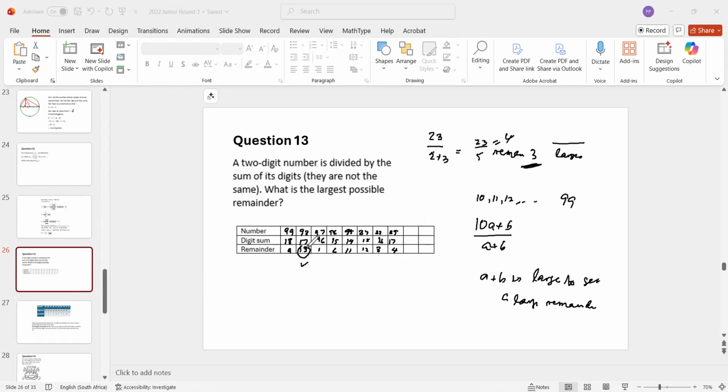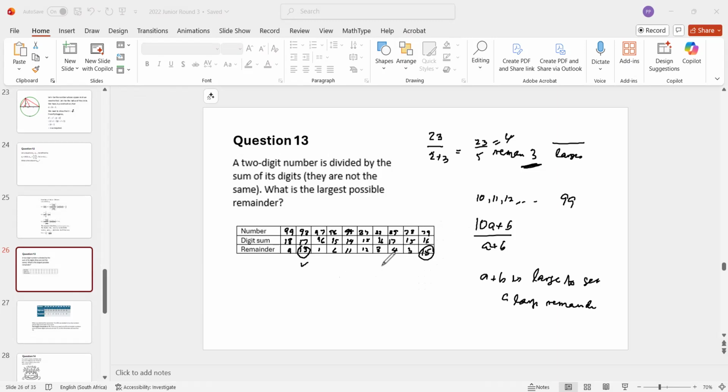Let's try. We need the sum of the digits to be 15 or more. In the 70s case, it's 78, 79. Those are the only ones which are 15 or more. Here it's 15. 15 goes into 78 5 times, the remainder is 3. And here it's 16, and 16 goes into 79 4 times. 16 times 4 is 64, and the remainder is 15. Ah, we have beaten it. We have beaten it. Okay.